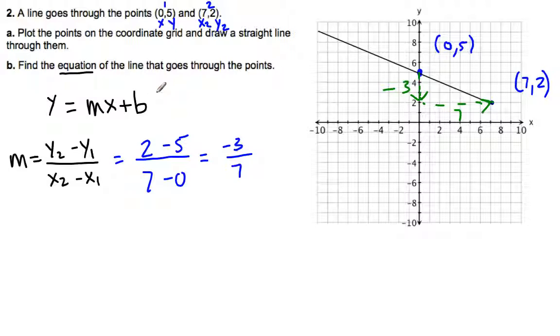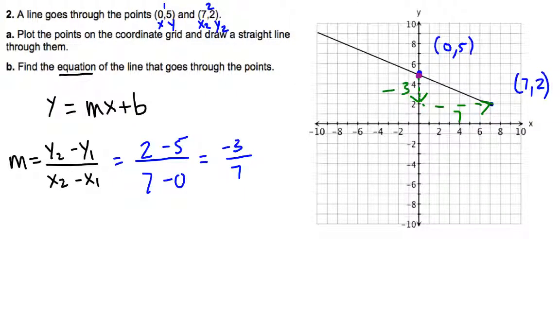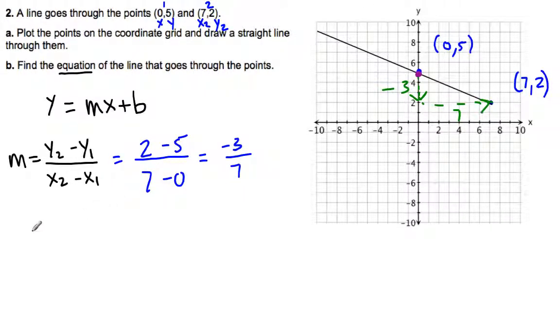For the y-intercept, it's going to be easiest to just look at what the y-intercept is here, and see that the y-intercept is 5. So we can write that out: the y-intercept, b in this case, is going to be 5. Then we can write in our equation: y is equal to negative 3/7 x plus 5. That's the first part here.